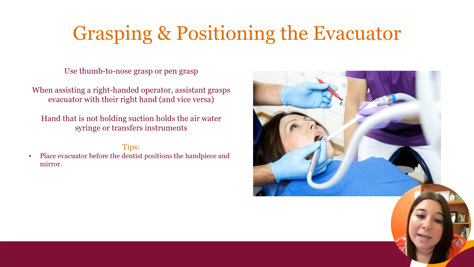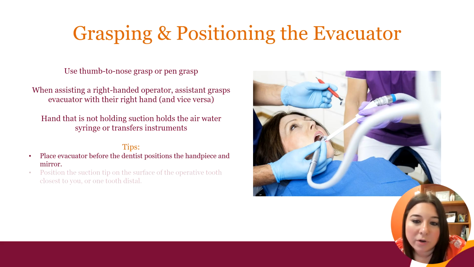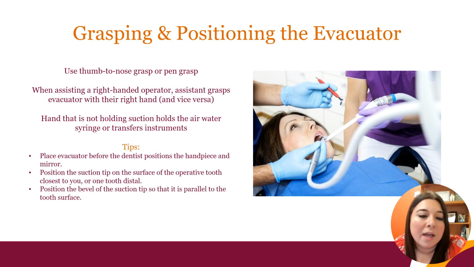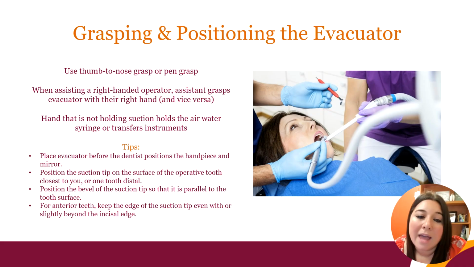Place the evacuator before the dentist positions the handpiece and mirror. By doing it before, you're able to help retract a little bit to get that mirror in, and you're not going to block them once they get started. You want to position the suction tip on the surface of the operative tooth closest to you, or one tooth distal. So you want to be really close to where the dentist is working so you can get all the water that's coming off and any debris that may come off. You want to position the bevel of the suction tip so that it is parallel to the tooth surface. And then for anterior teeth, keep the edge of the suction tip even with or slightly beyond the incisal edge.